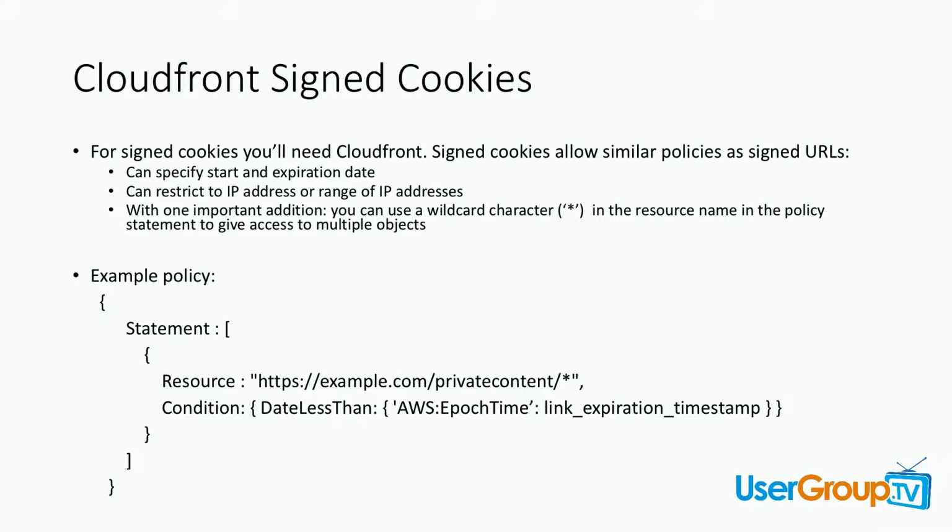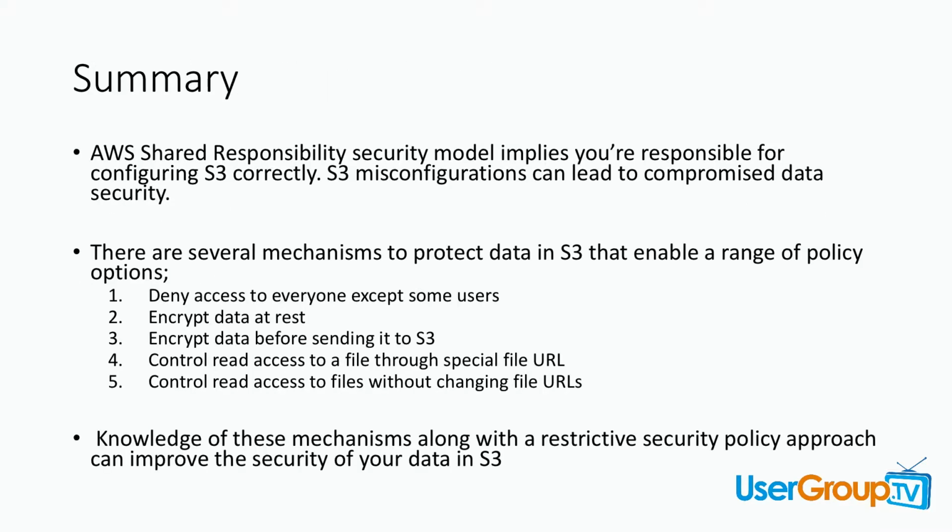Okay, so this is the last slide. I want to quickly summarize all we have covered. The important takeaway is that AWS has a shared responsibility model, which puts a lot of responsibility on their customers to secure the data. And S3 misconfiguration is often the root of the data leaks you have from Amazon S3.